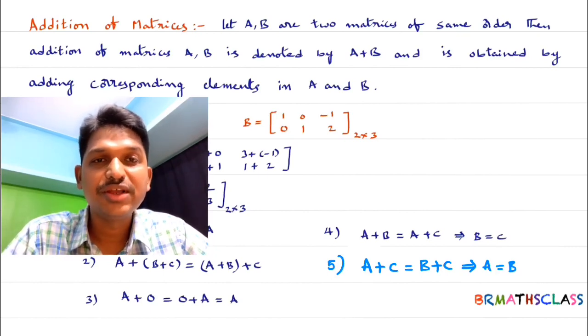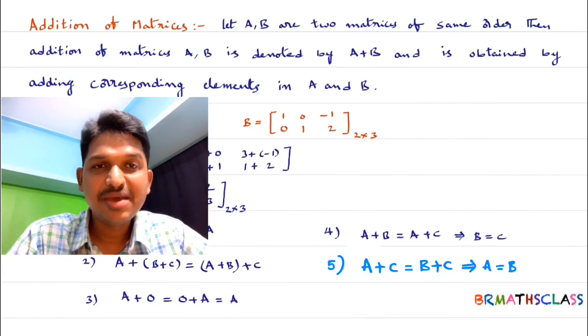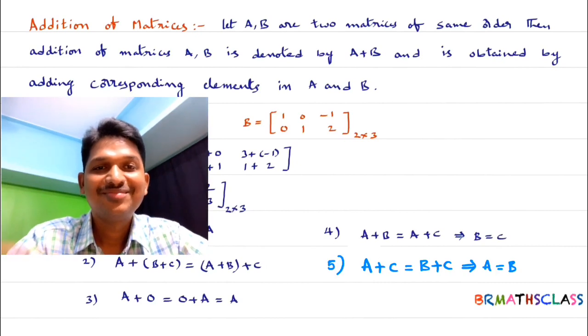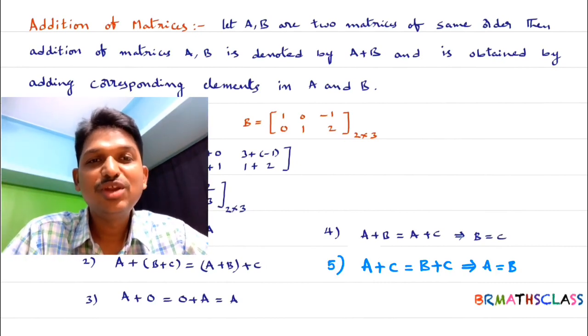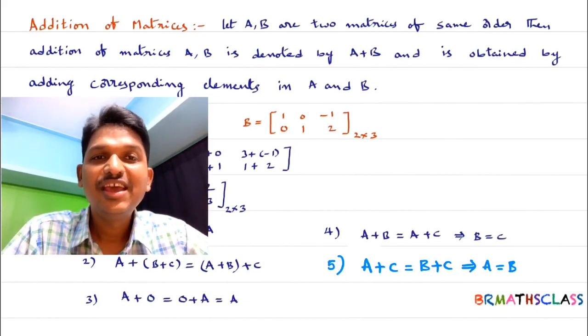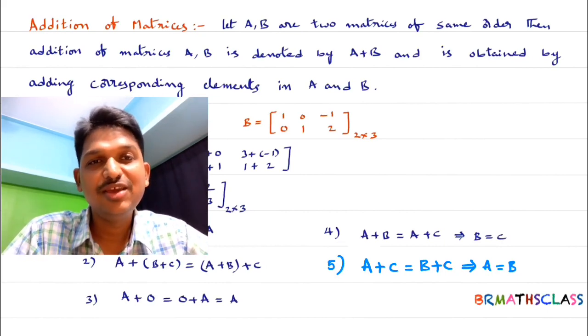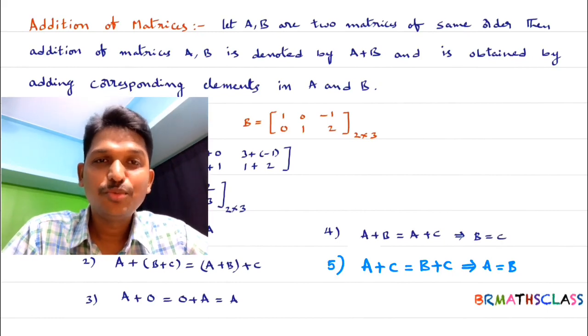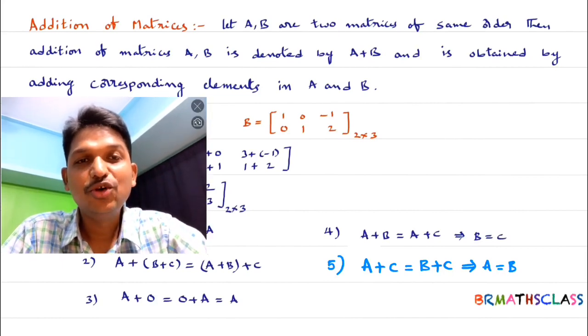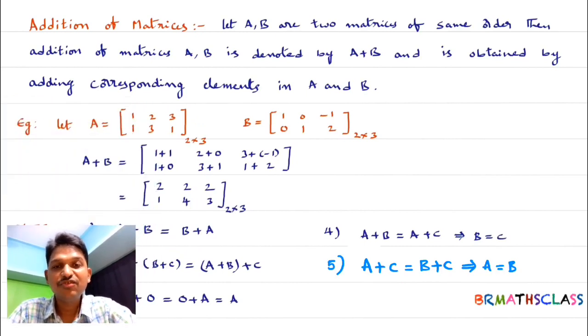What are those? First point, A plus B is same as B plus A. Second point, associative law holds good. A plus B plus C is same as A plus B plus C. Third point, A plus O, O means 0 matrix here. A plus O equal to O plus A equal to A. Fourth point, left cancellation law holds good. Fifth point, right cancellation law holds good. I hope you understand about addition of matrices.